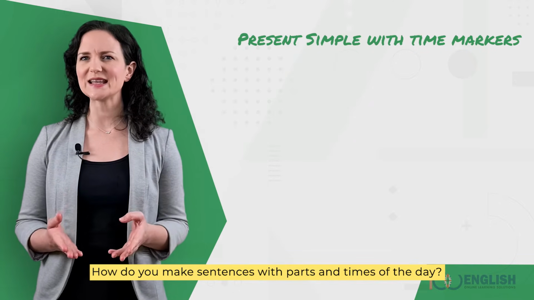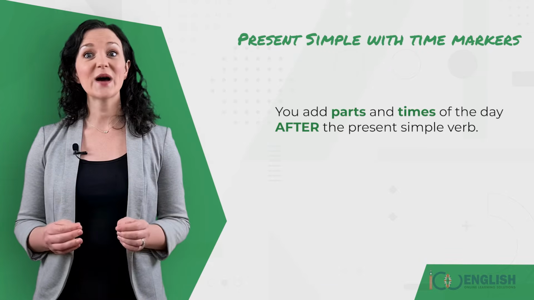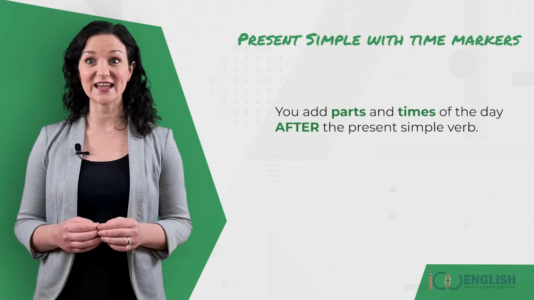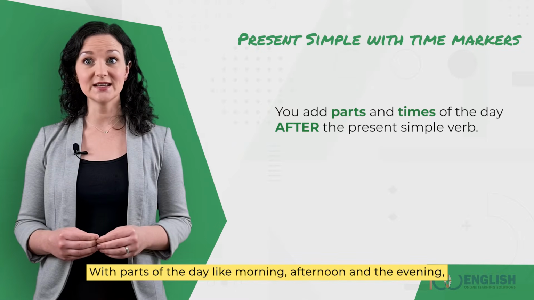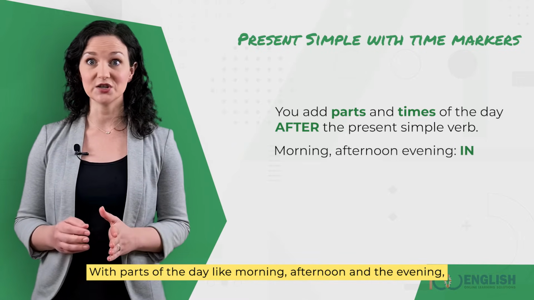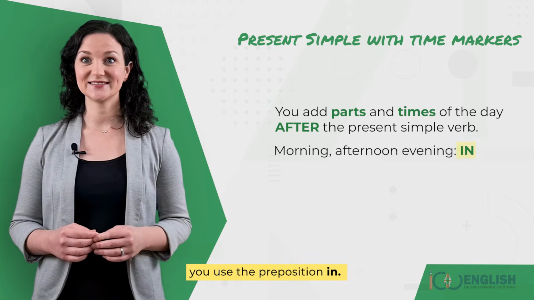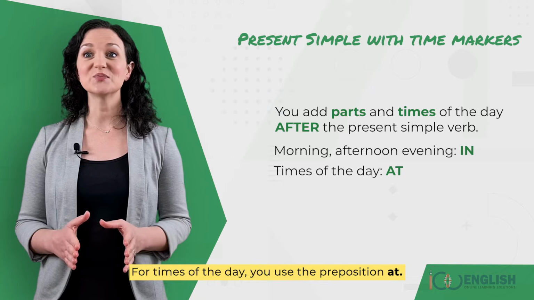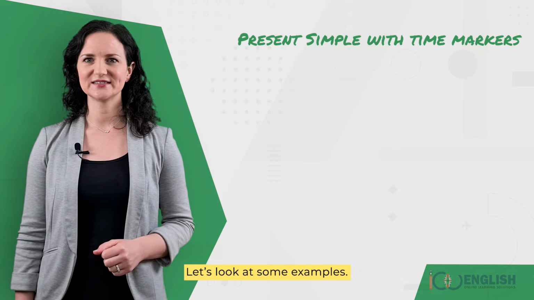How do you make sentences with parts and times of the day? You add parts and times of the day after the present simple verb. With parts of the day, like morning, afternoon, and evening, you use the preposition in. For times of the day, you use the preposition at. Let's look at some examples.